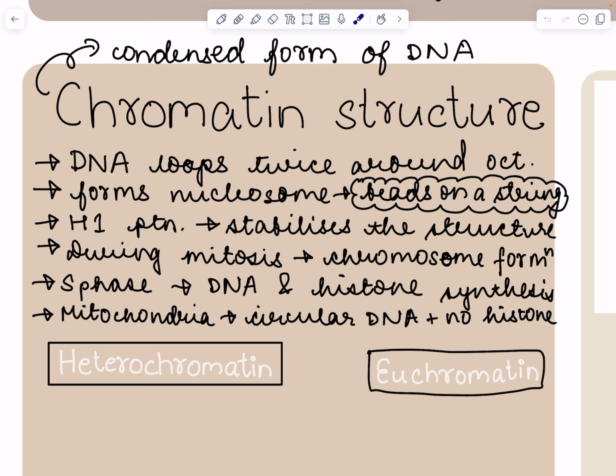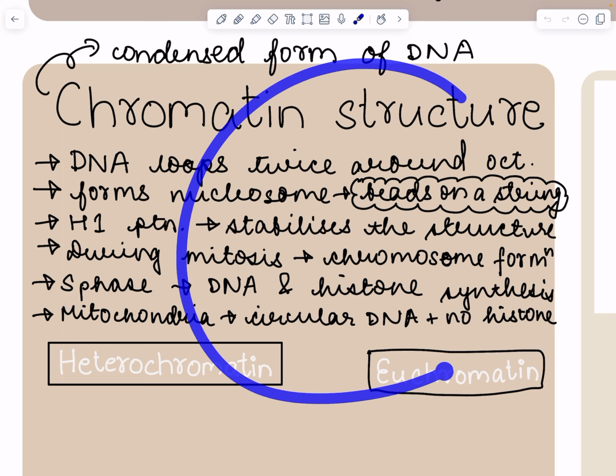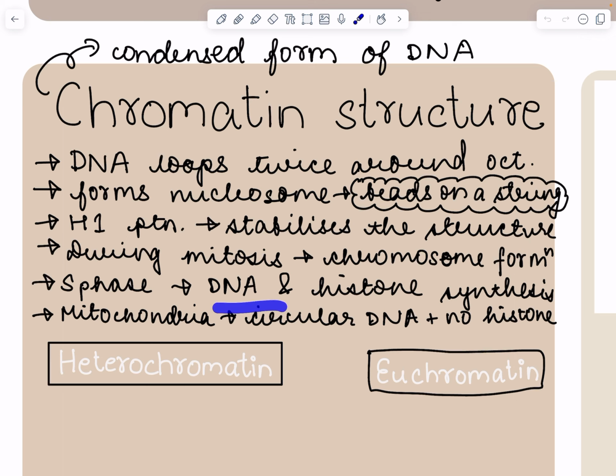Now, during mitosis, chromosome formation takes place, and this requires the condensation of DNA, which is transferred from the parent nucleus to its daughter nucleus. So during the whole process of mitosis, we have a phase called S phase. And in this phase, DNA synthesis as well as histone protein synthesis occurs.